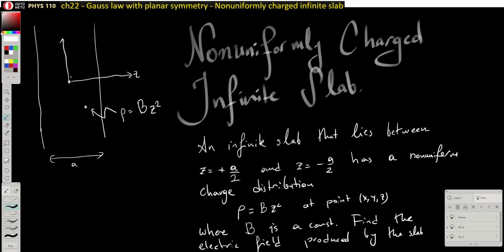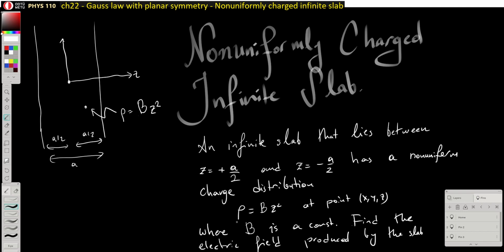But as usual, we start with the origin. We choose the origin somewhere in the midplane in here, and we choose the z-axis perpendicular to the plane. So that means these two distances are a over 2. I mean, the surfaces are at the coordinates z equals a over 2 and minus a over 2. What's the charge density? The charge density at point x, y, z is given by this expression. The charge density depends only on the z coordinate, where B is just a given constant, so we have to express everything in terms of B, and we would like to find the electric field.